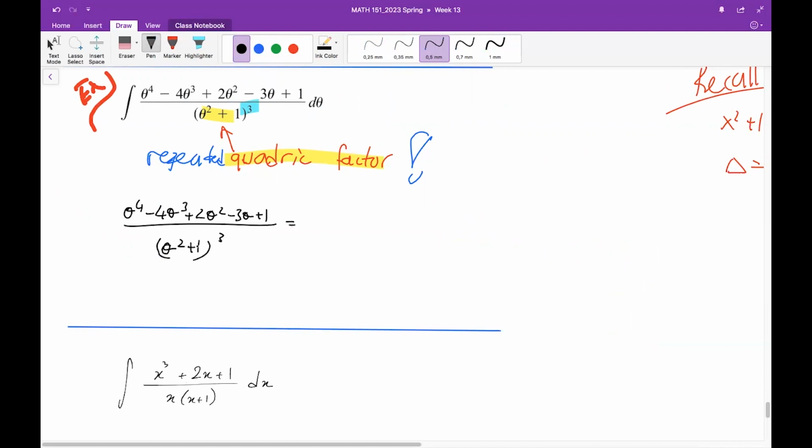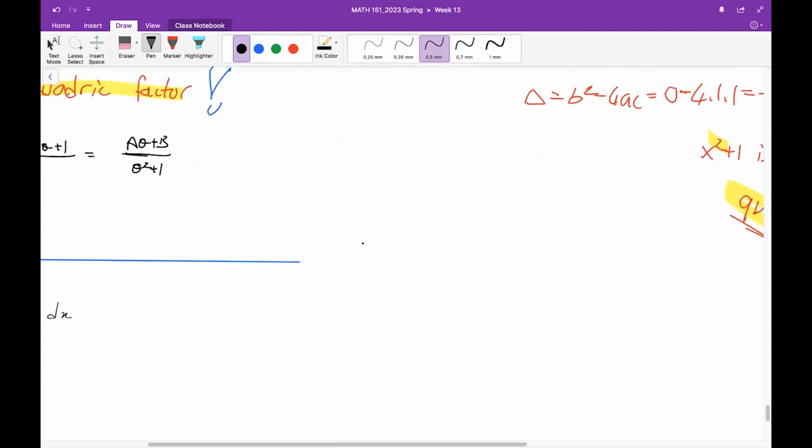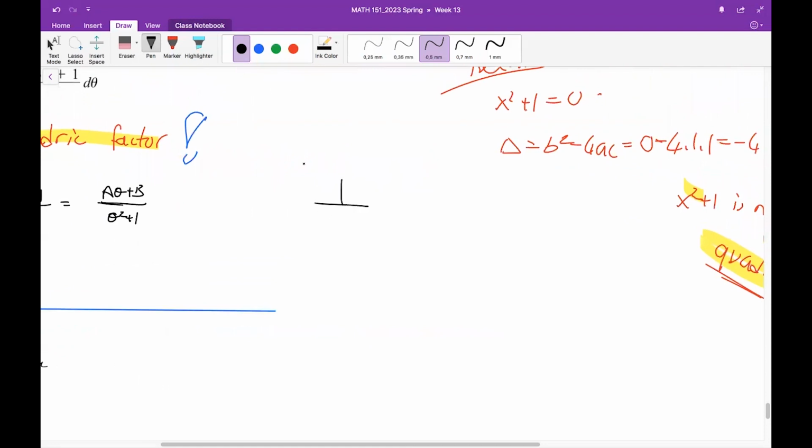If it were linear, we would put some A over whatever that linear factor is. For quadratic factors, you put an A theta plus B form, okay? So theta squared plus 1. Let me explain it here. This is a smaller example that will clarify things for you. x squared plus 1. What if our function that we want to decompose is like that? This is a repeated linear, right?